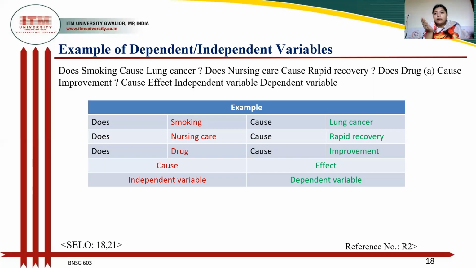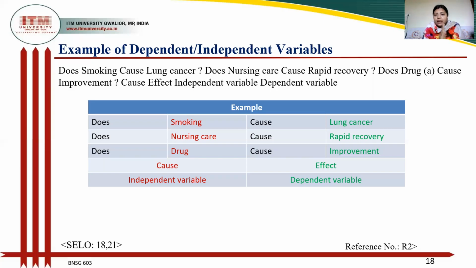Okay. So whatever we are implementing, that is the cause, and the question we are asking is: does smoking, does nursing care, does the drug, they are all causes.